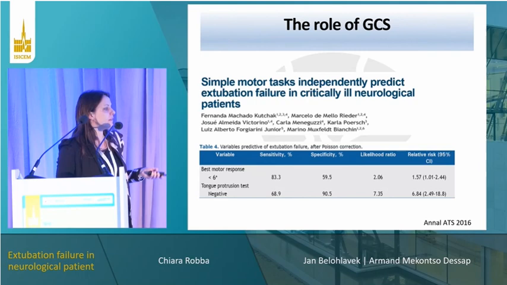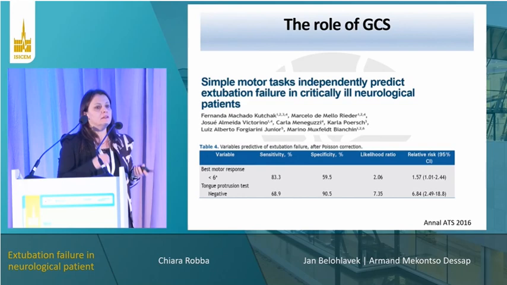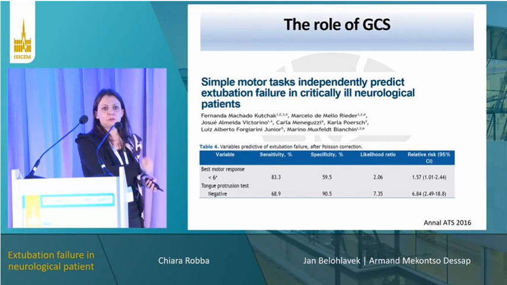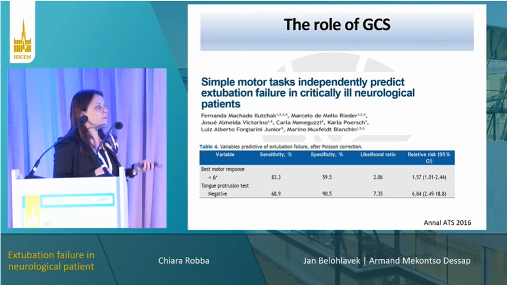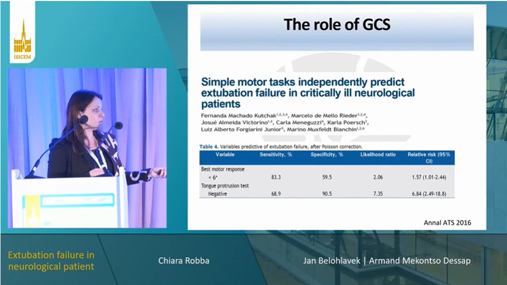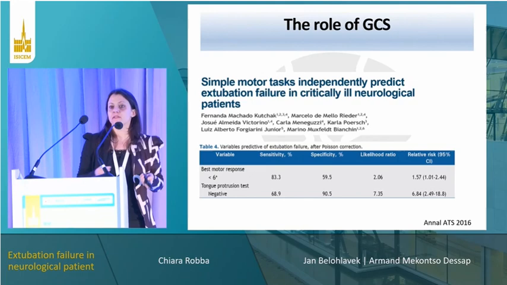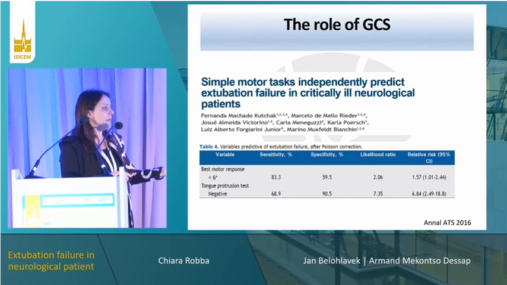And this is a very nice study of some years ago, which basically demonstrated that simple motor tasks, so just asking the patient whether he can obey commands, can you squeeze my hand, can you stick your tongue out, please, independently predict extubation failure or not. So the best motor response with a motor score of 6, which becomes a total GCS at least of 8, because there is the eyes response and the verbal response, and tongue protrusion test negative.